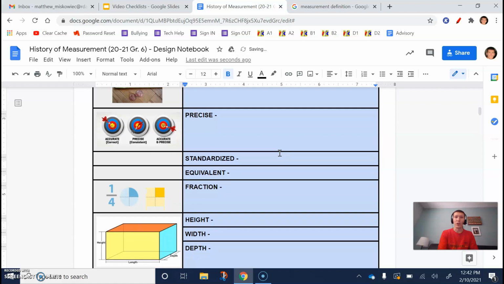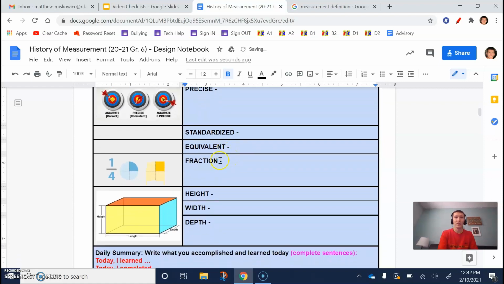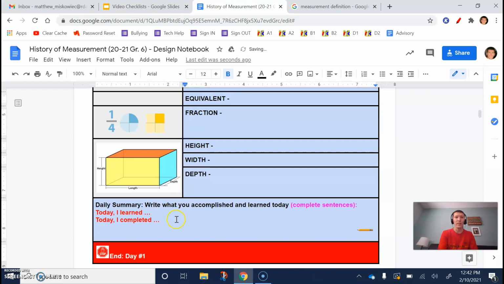You have a few more to go through. Precise, standardized, equivalent, fraction, height, width, and depth. So find the definitions, try to put it in your own words, and then you have your daily summary at the bottom, and then you're done with day number 1. Let us know if you have any questions. Make sure you're done with this before you get to day number 2.